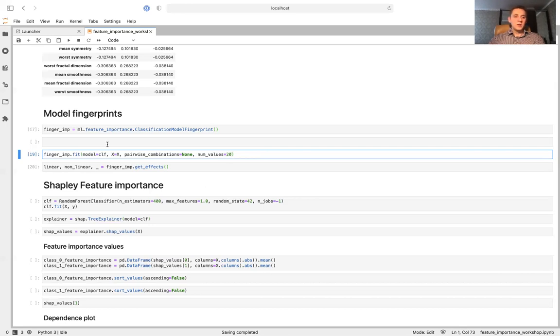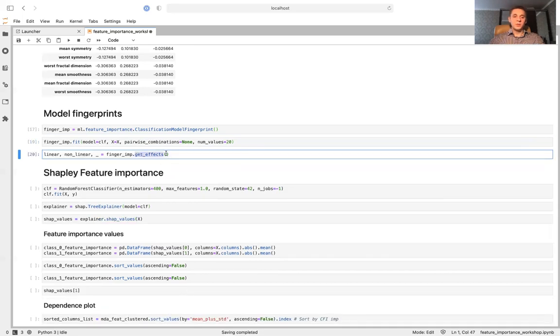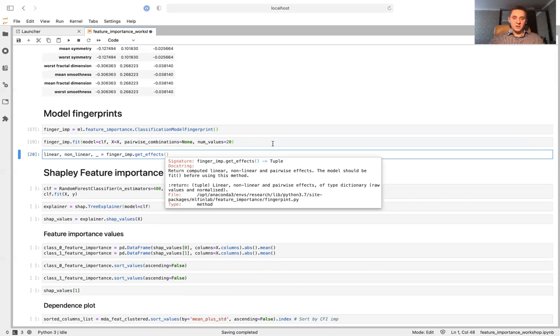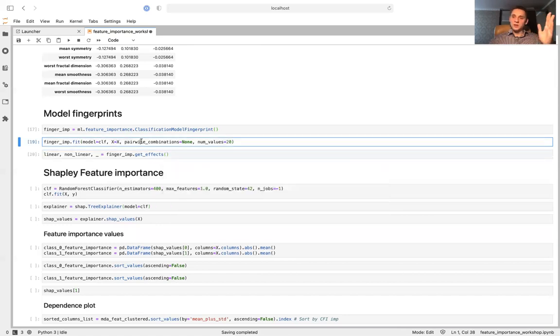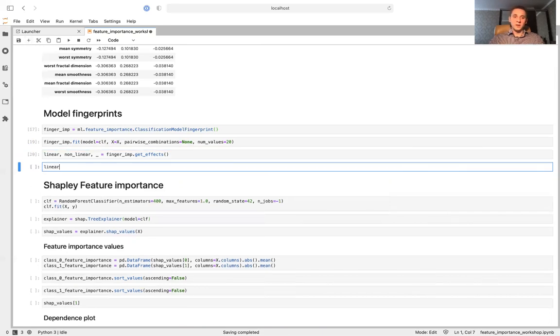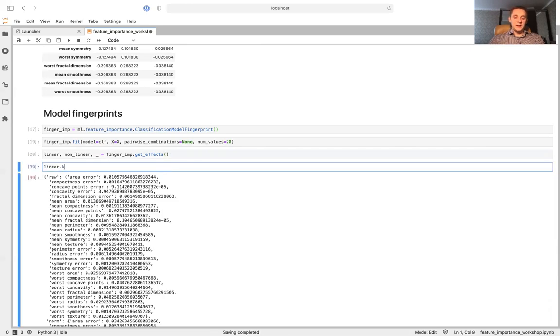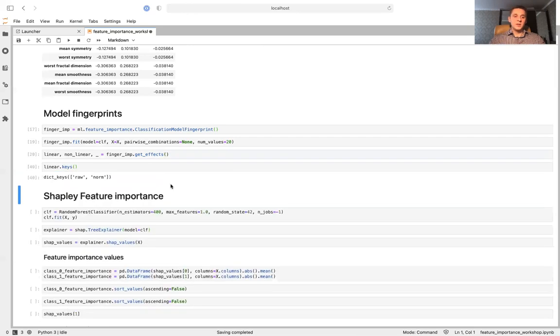So when we have fit our model fingerprints algorithm, you can just call the function called getEffects. This function yields a tuple of linear, nonlinear, and pairwise interactions effect. But as our pairwise combinations are equal to none, it will return an empty tuple. So let's take a look at the linear effect in our model fingerprints algorithm. As you can see, the linear effect is a dictionary and has two keys. The first one is raw, and the second one is norm.